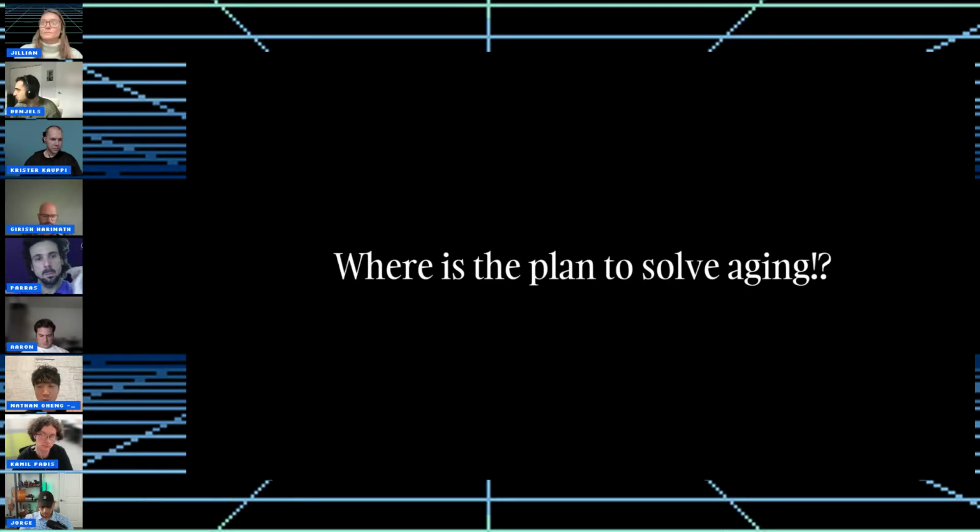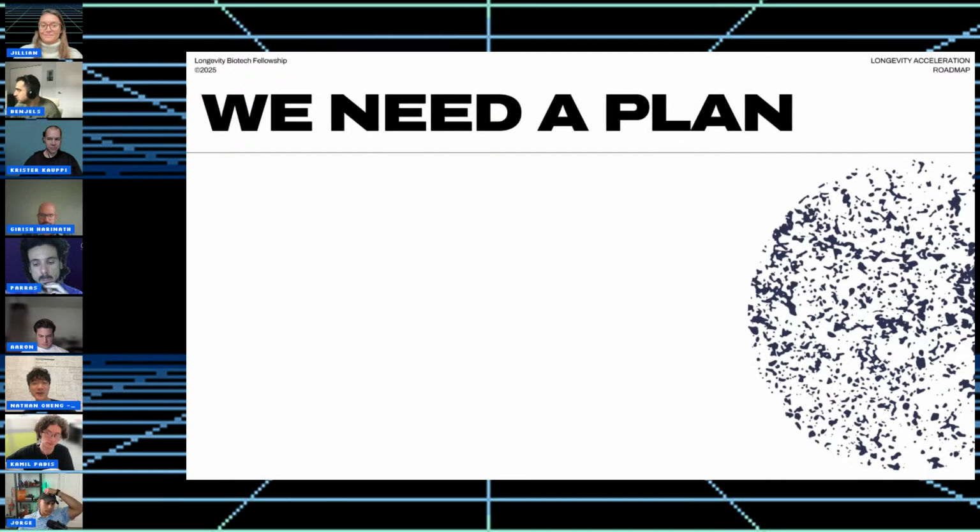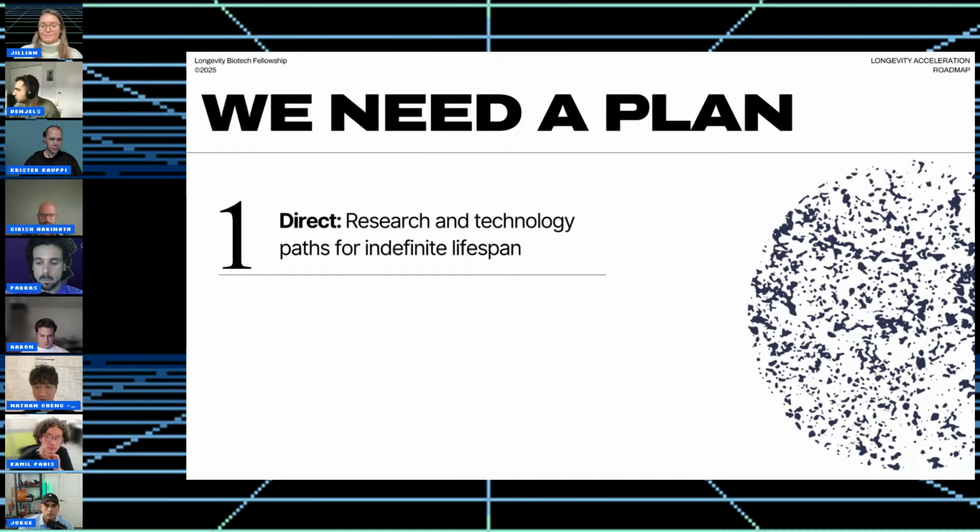So where's the plan to solve aging? When we started LBF, we actually found we couldn't find a clear plan to solve aging. Nobody had published this or anything. So we had to make one of our own. And we wanted the plan to have 3 main components. One, it needed to have a focus on direct research and technology that would solve aging and allow for indefinite lifespan. So, the end solution, not just some interim solution.